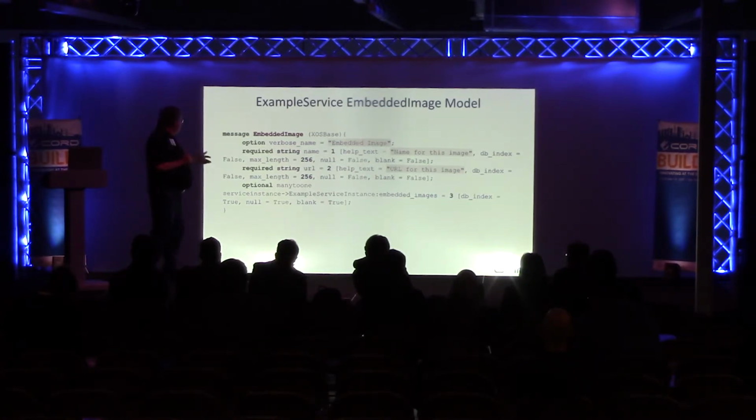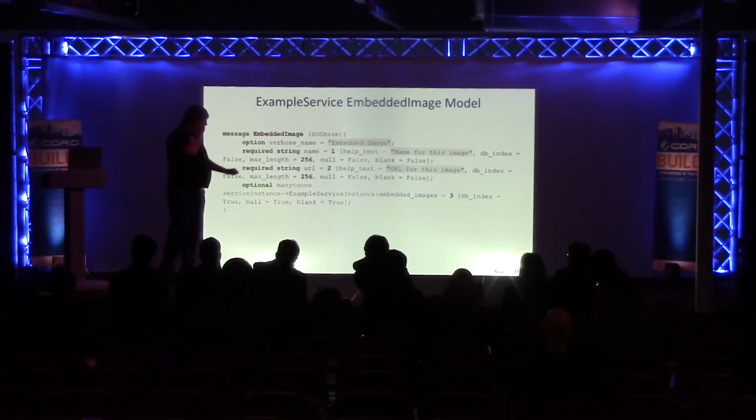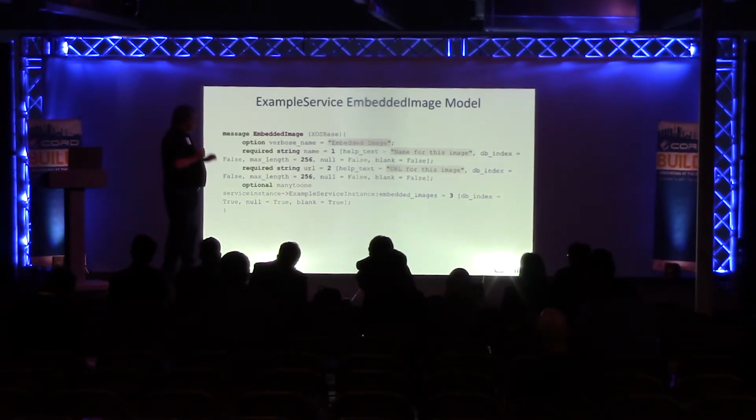And then we have a foreign key down here, which is a many-to-one from service. We're going to call the field service instance. It's going to point back to example service instance, the model I just showed you. And in example service instance, it will create a reverse field called embedded images.